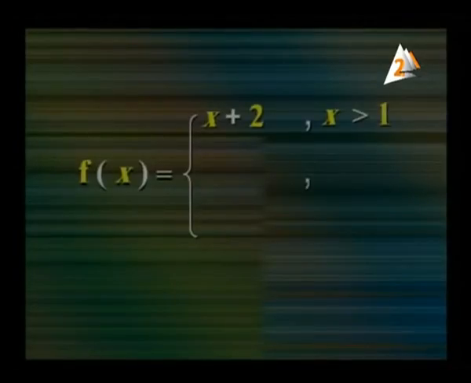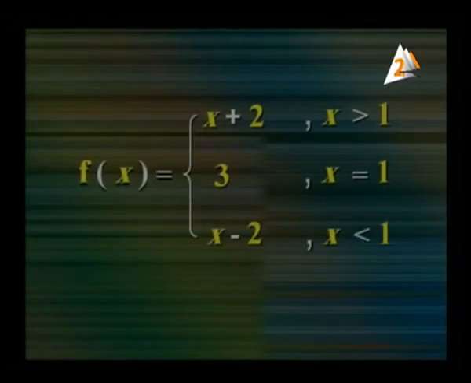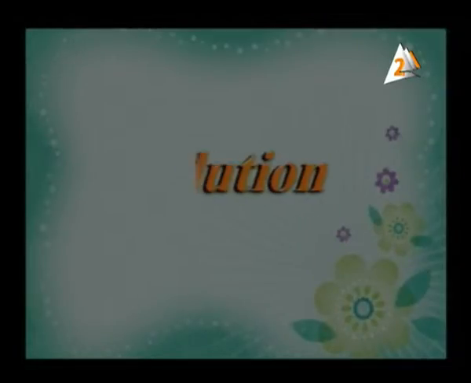Another example. The function f of x equals x plus 2 when x is more than 1, 3 when x equals 1, and x minus 2 when x is smaller than 1. Look at, dear student, f of x has no limit as x tends to 1, although it is defined at x equals 1, but f of x has no limit.